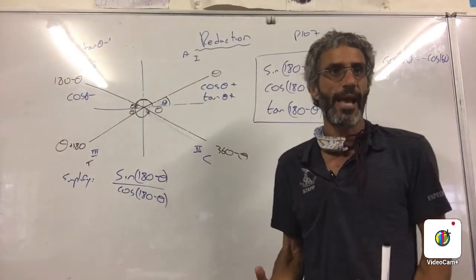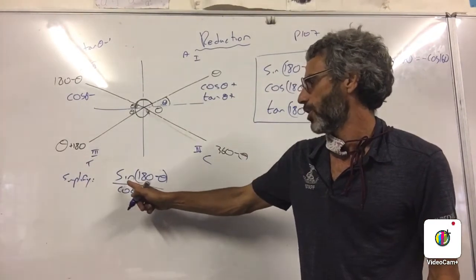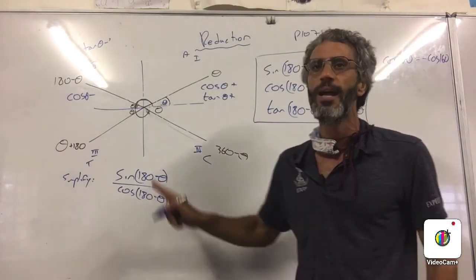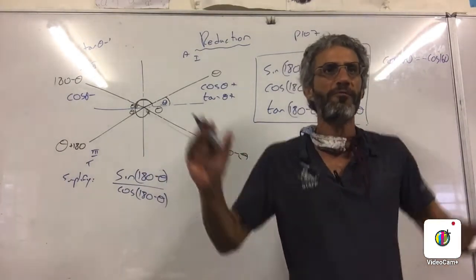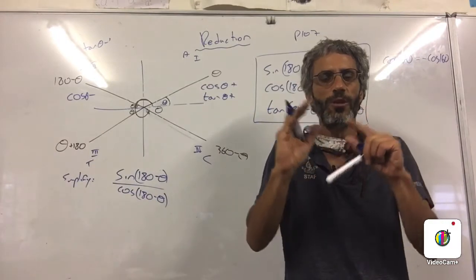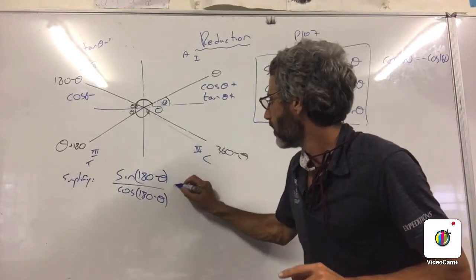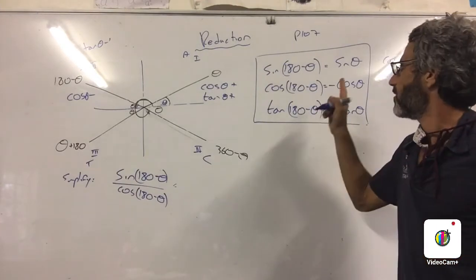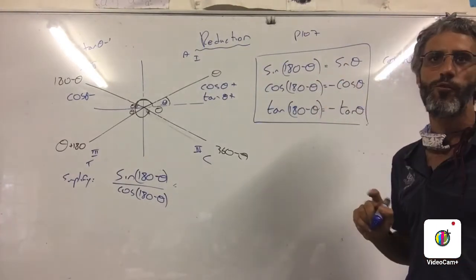Or in an example. So they give us this expression, sine 180 minus theta over cosine 180 minus theta, and they ask us to simplify. Simplify meaning writing it in a little bit simpler form. So whether you understood what I was talking about here or not, doesn't matter. At the end of the day, you need to be able to use these formulas.